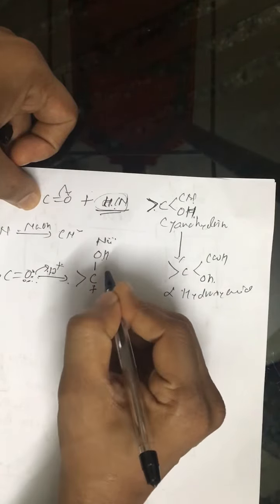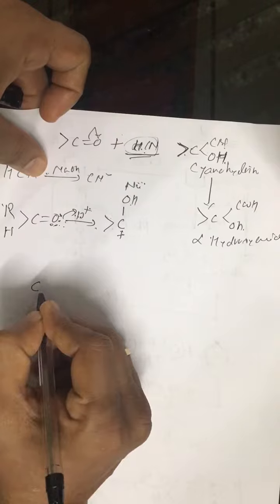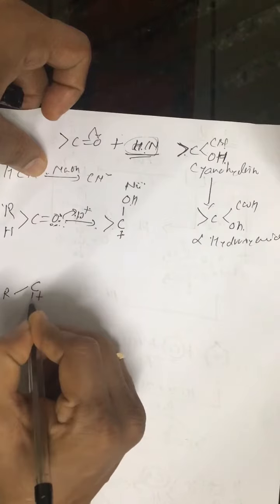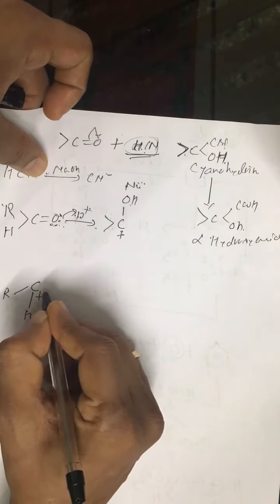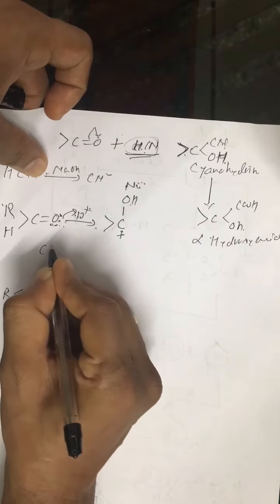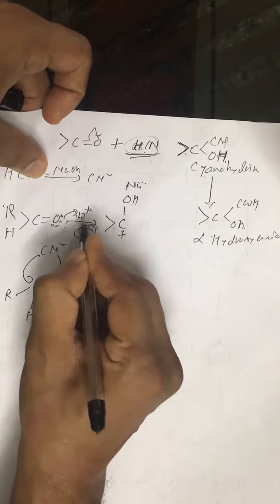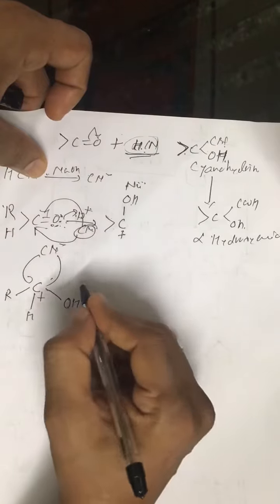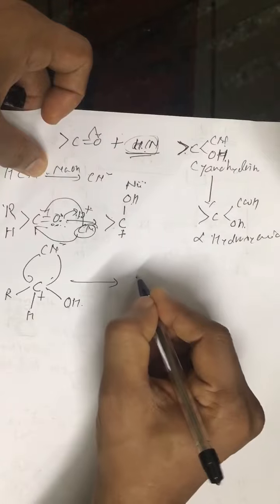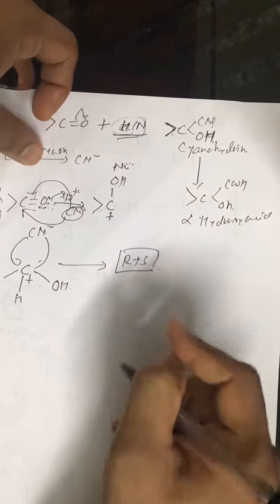This nucleophile can attack from two sides, like you can write like this. See, this is a positive charge, this is R, this is H, and this is OH. So cyanide negative can attack from either end, from this end and from this end. That is why we get a mixture of optically active compounds, meaning R plus S form, or small d plus small l form. So we get a racemic mixture.